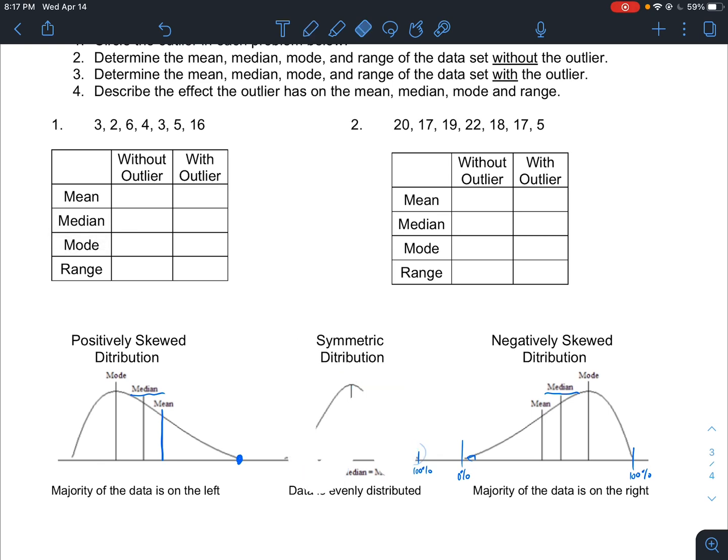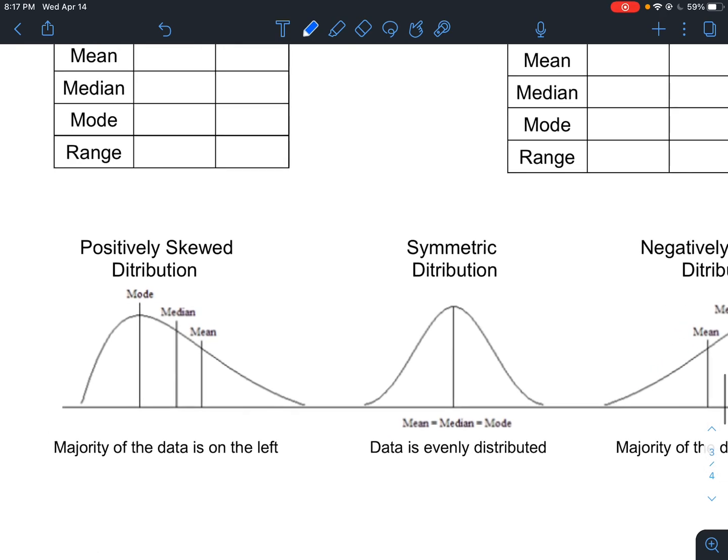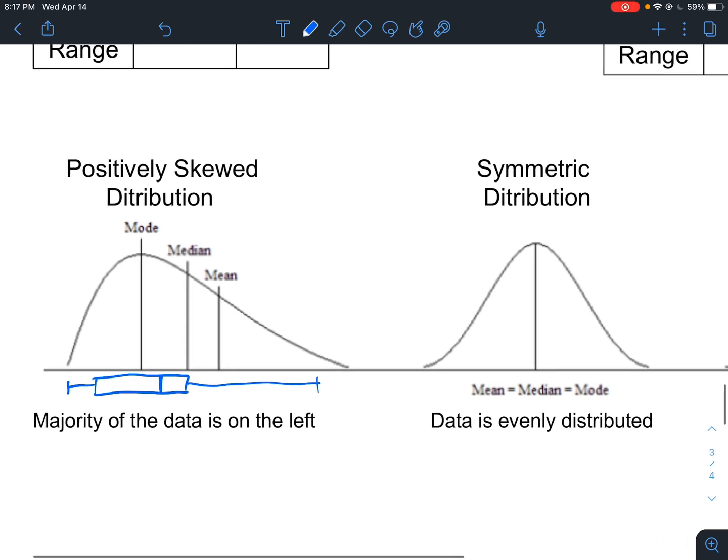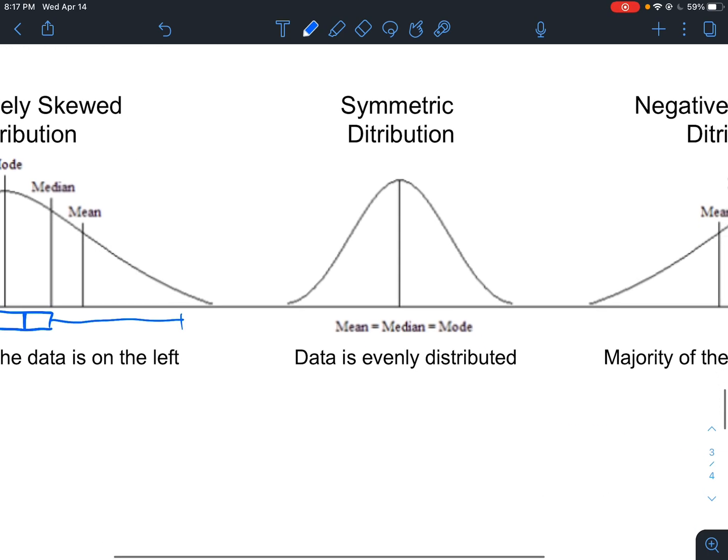So here, the bulk of the data is over here, where the median is over there. We might have some whiskers over here and some data over here. So this is what a box and whisker plot would look like. Now, for a symmetric distribution, it would look very symmetrical, where you have the bulk of the data in the middle, the median would be in the middle, so on and so forth.